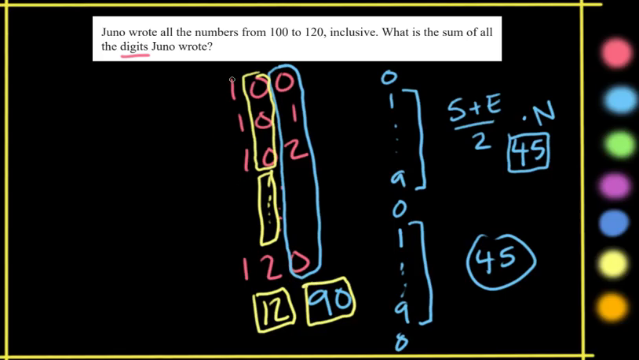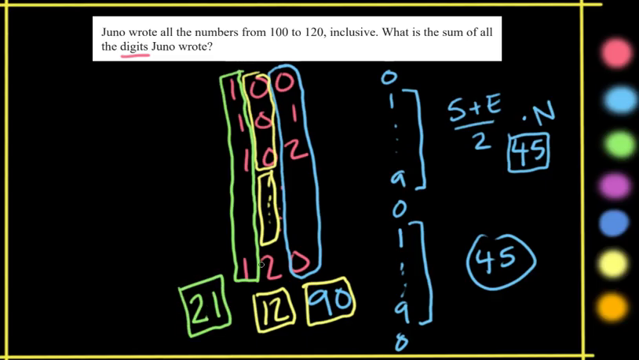And then finally we have the hundreds place, right? So the hundreds place is all ones from 100 all the way to 120. Every single one is 1. How many are there? There are 21. You want to be careful not to make an off by 1 error there. There are 21 numbers from 100 to 120.